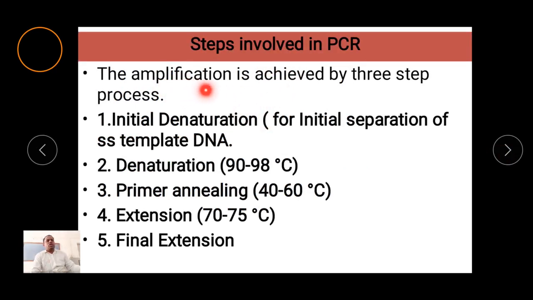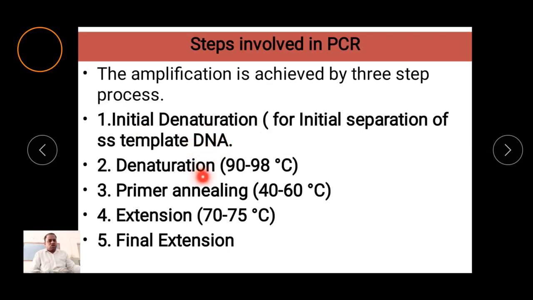The amplification is achieved by 3 steps, namely initial denaturation for the initial separation of single-stranded DNA. Generally, this step is omitted in conventional PCRs, but this step is required because at the start the template DNA has a double-stranded nature. So, for proper denaturation, the initial denaturation is done. Generally, it is done at 94 to 98 degrees centigrade.